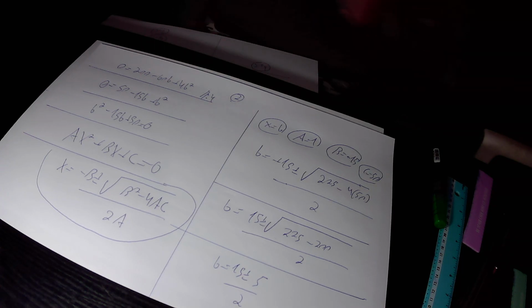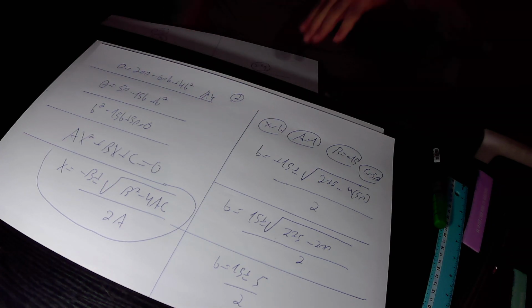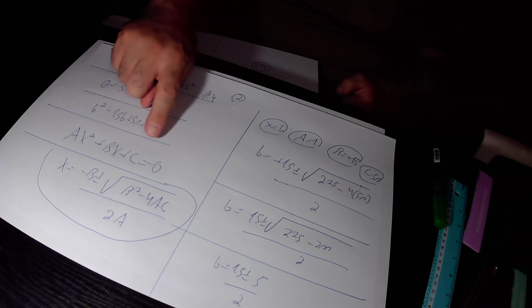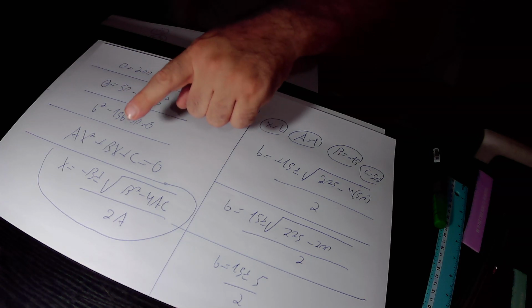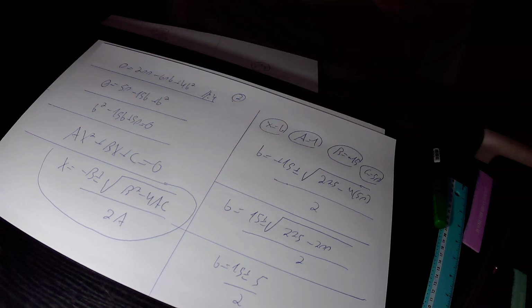So this is a quadratic equation, and the general form of a quadratic equation is ax squared plus bx plus c equals 0. In this general form, a, b, and c are the coefficients of the quadratic equation, and x is the variable that we are looking for. We find the value of x according to the following formula. x equals minus b plus or minus the square root of b squared minus 4ac, all over 2a.